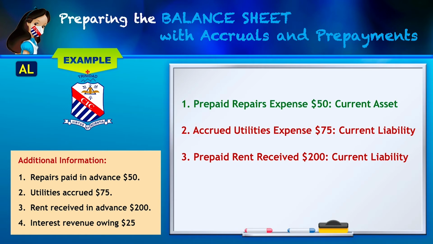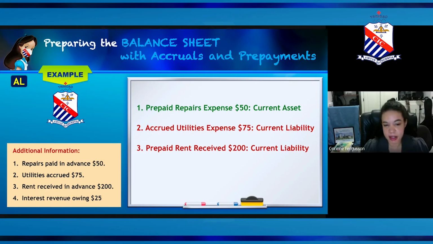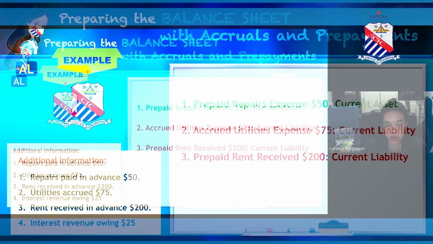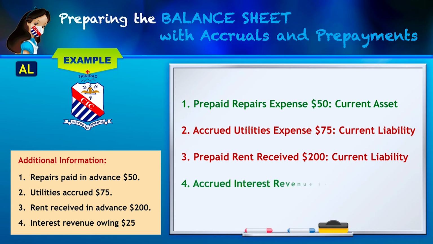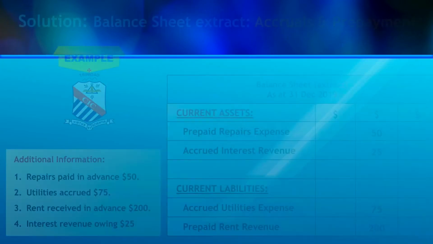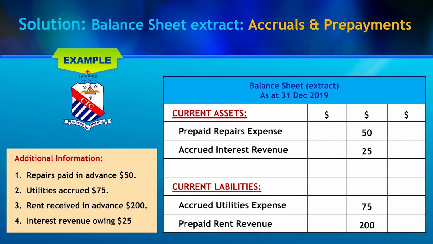Interest revenue owing. Interest revenue is also revenue. Owing means it's accrued. So you have accrued revenue, and accrued revenue is a current asset. So that will go under current assets. So this is what your balance sheet would look like based on this information.